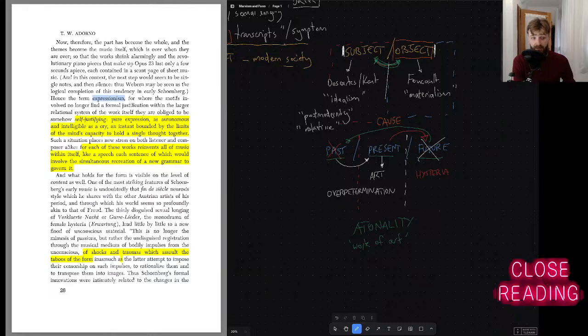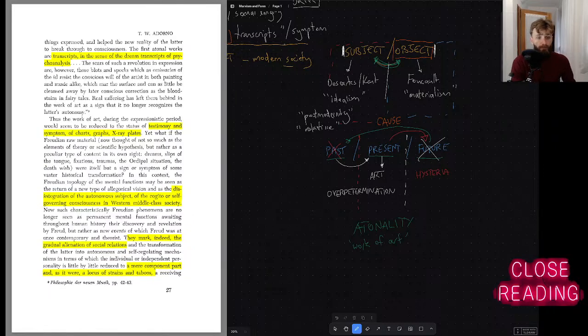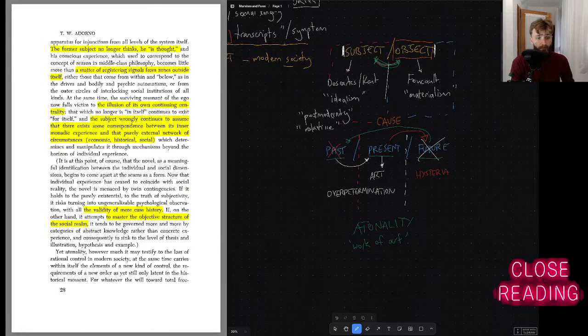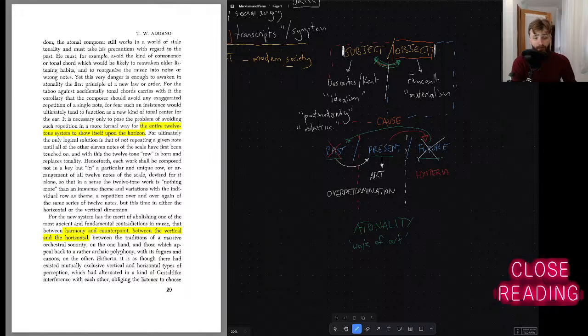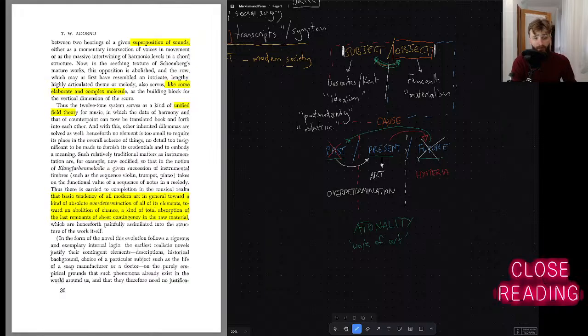"Expressionism becomes self-justifying. Pure expression, autonomous and intelligible as a cry, an instant bounded by the limits of the mind's capacity to hold thought together." Okay, here we get the same language around overdetermination that I introduced just before.